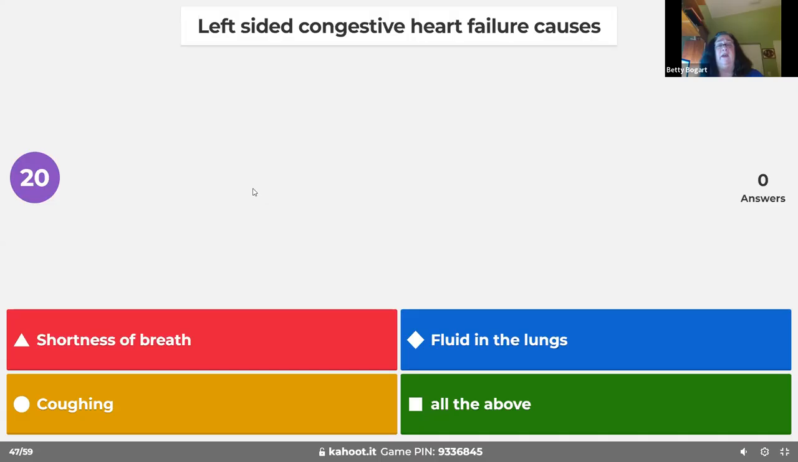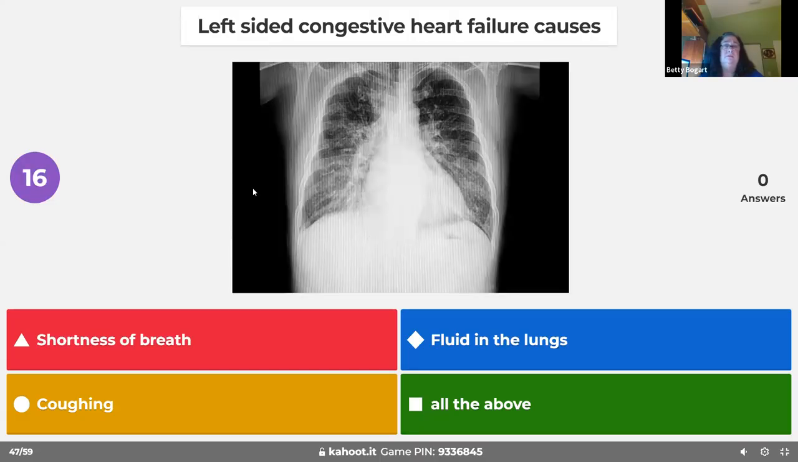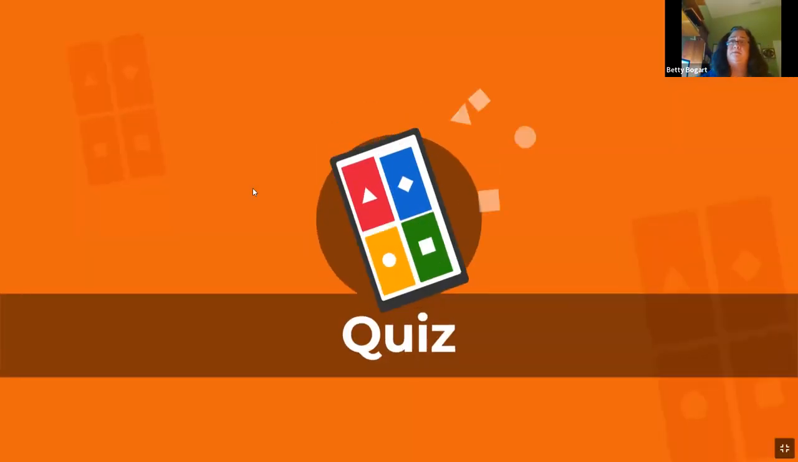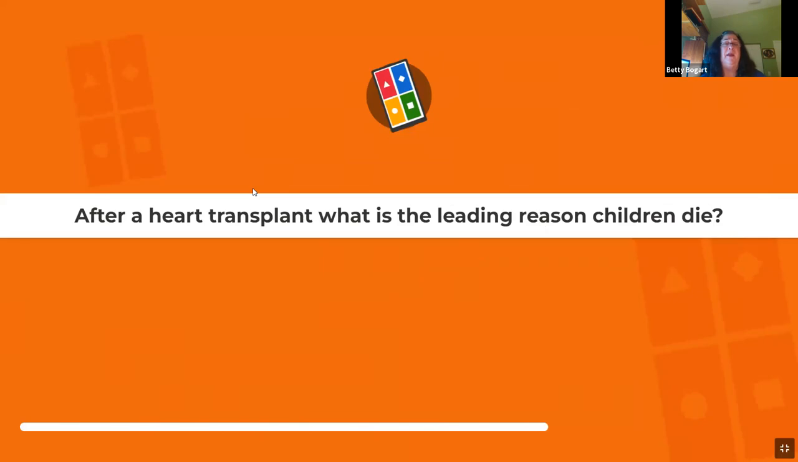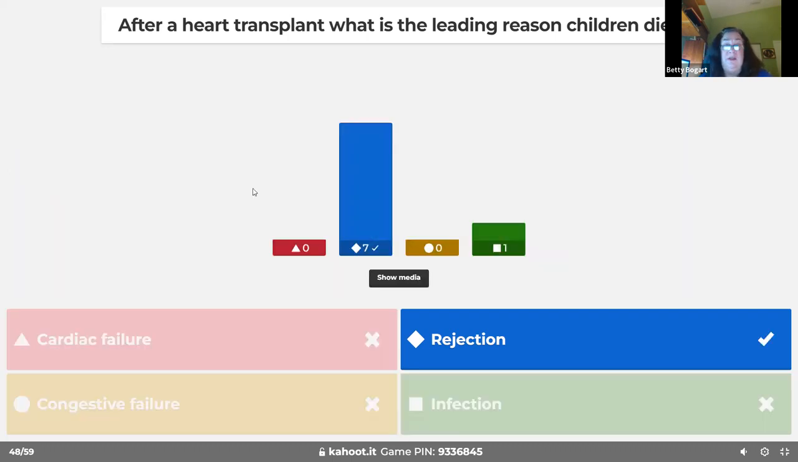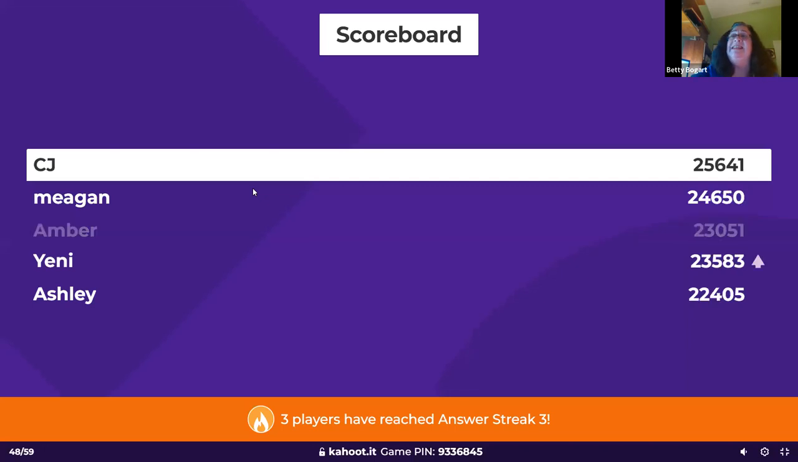Left-sided congestive heart failure causes. It's left-sided, it goes back up into the lungs: shortness of breath, fluid, and coughing. Yes, very good. After a heart transplant, what is the leading reason children die? And it's rejection. Rejection is the reason, not infection, it's rejection.